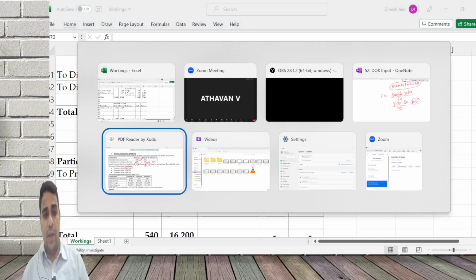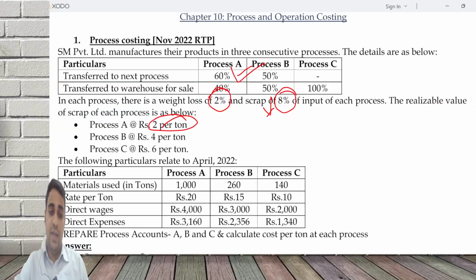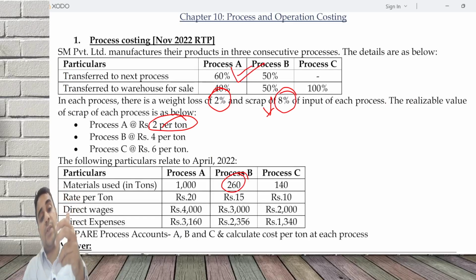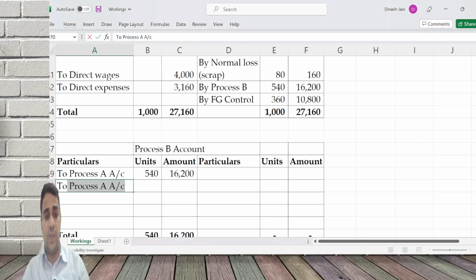And see, if you look at the question, it says materials used. This is not which is transferred from the other process. This is some other material they are using. So there are two materials used in process B. One, process A gives some material. On top of that, in process B, you are adding some other material. So that is why I wanted to do the process account debit side.